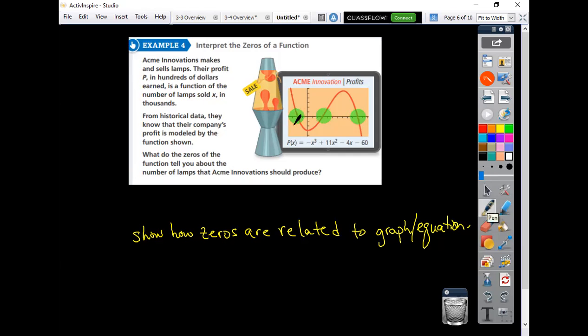Well, first of all, you can't sell a negative number of lamps, can you? So right here, the profit is 0. And then over here, the 0 there, the profit is 0 again. So P was profit here, was it not? Their profit P. Okay, so then where is our max profit? It looks like it's probably someplace right in between these 2 zeros.